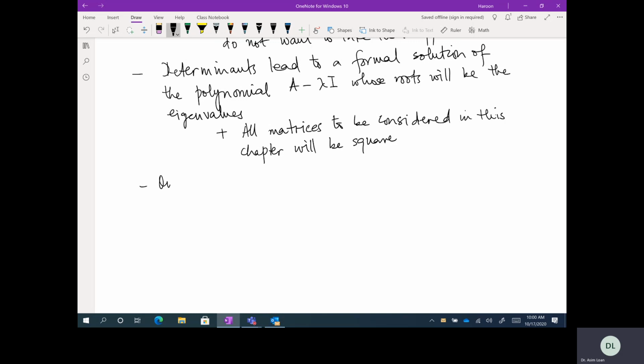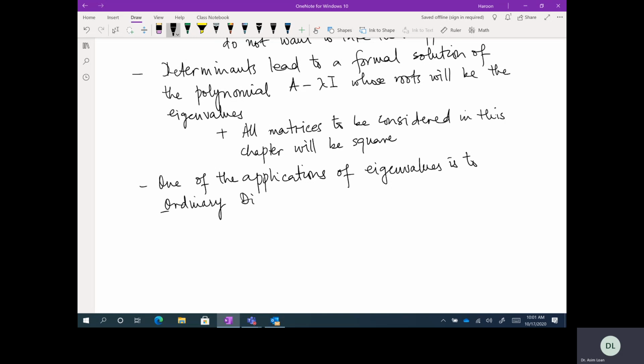So one of the applications of eigenvalues is to the solution of ordinary differential equations, which is ODE.